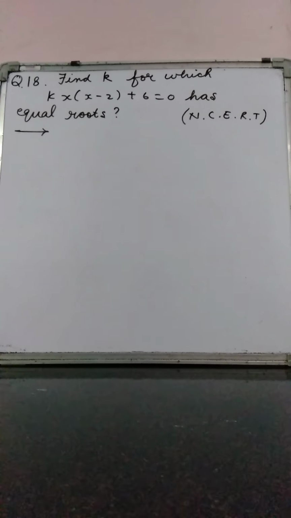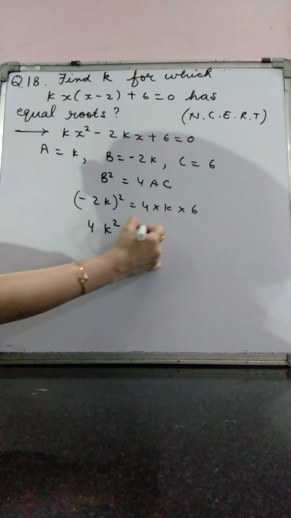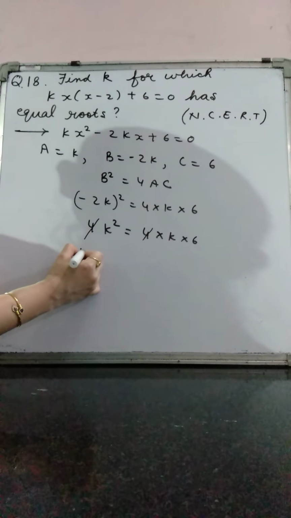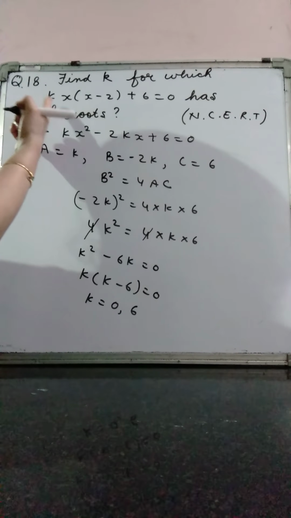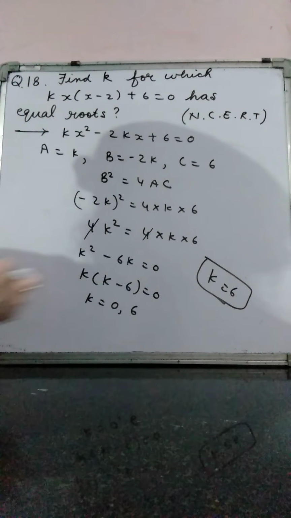Substitute values. Minus 2 square is 4k square. Cancel 4. Collect all terms on one side. Take k common. You get the two values of k: 0 and 6. Neglect 0. So the value of k is 6.